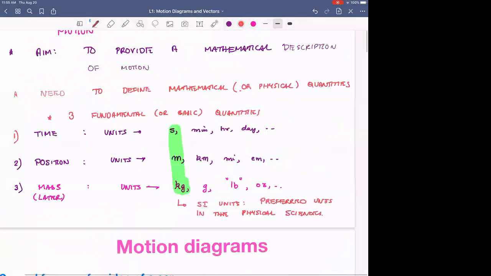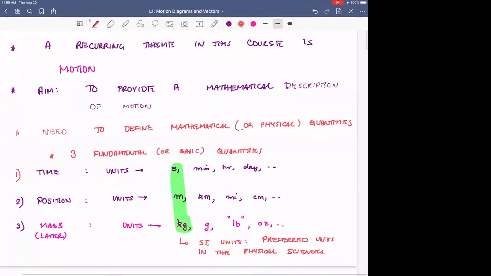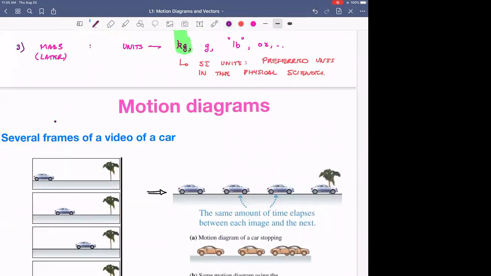Now, this was just an introduction of motion. Coming back to this chapter about representing motion. Well, one nice way, an intuitive or qualitative way of understanding or describing motion is with what we call motion diagrams. So this is more an intuitive or qualitative way of describing motion. Okay, it involves these motion diagrams.